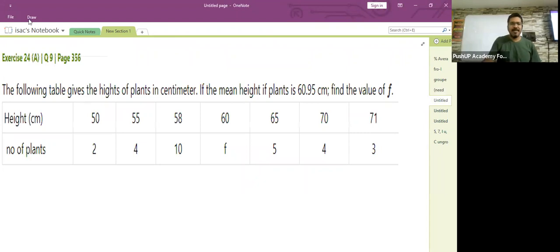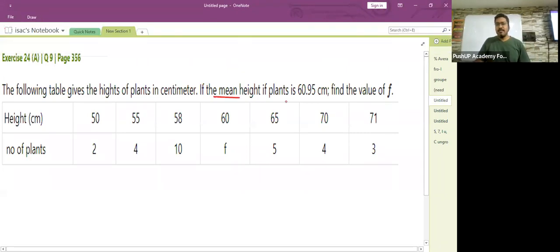The following table gives the height of plants in centimeters. If the mean height of plants is 60.95, find the value of f. This missing f is what you have to find, children.